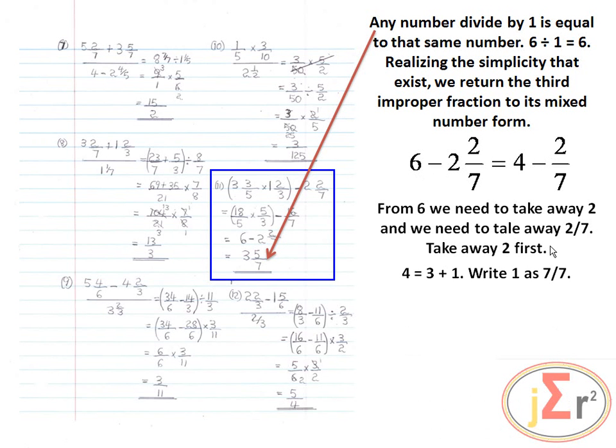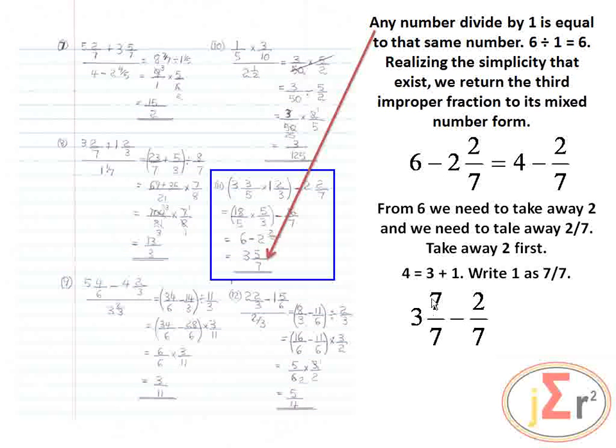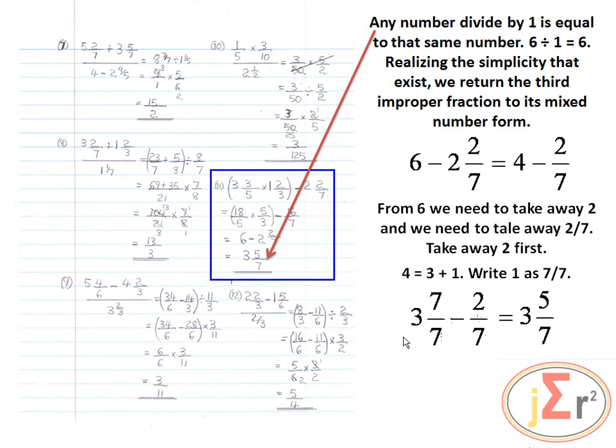So 4 is equal to 3 plus 1. So we'll write 1 as 7 over 7. So we have 3 and 7 over 7, which is 3 plus 1 is 4. It is the same 4. But 3 and 7 over 7. Now we take 2 over 7 from that. What do we get? 3. 7 minus 2 is 5. So 5 over 7. So 3 and 5 over 7.